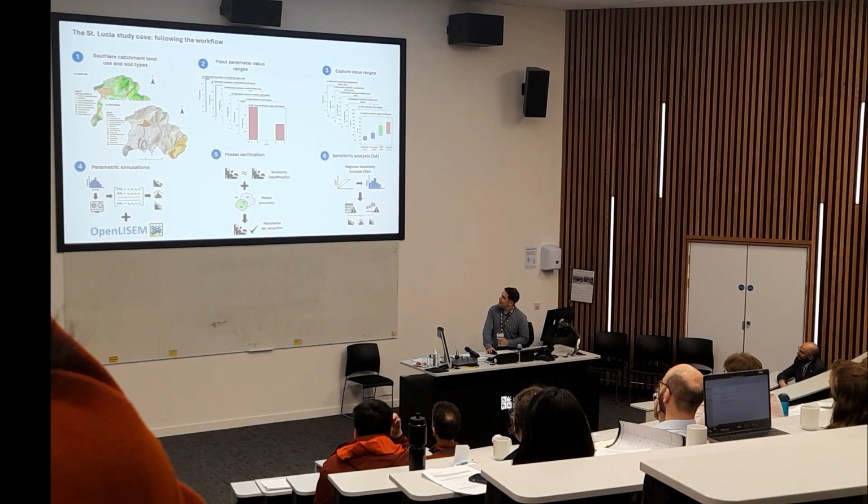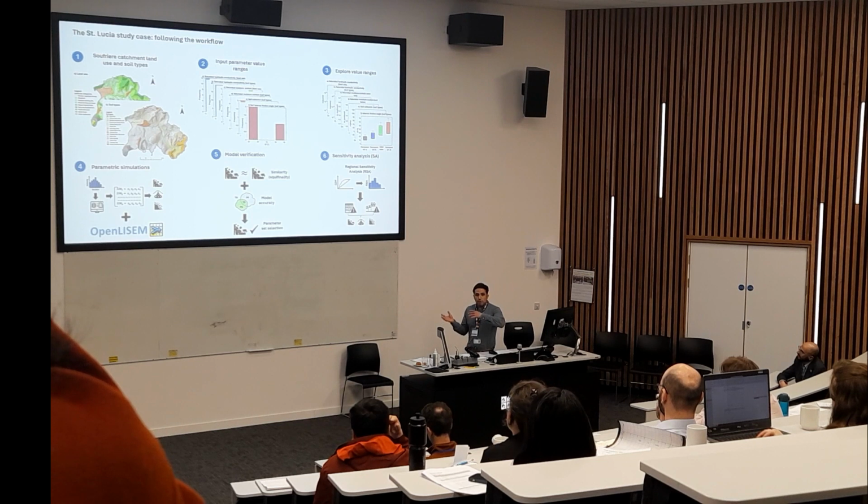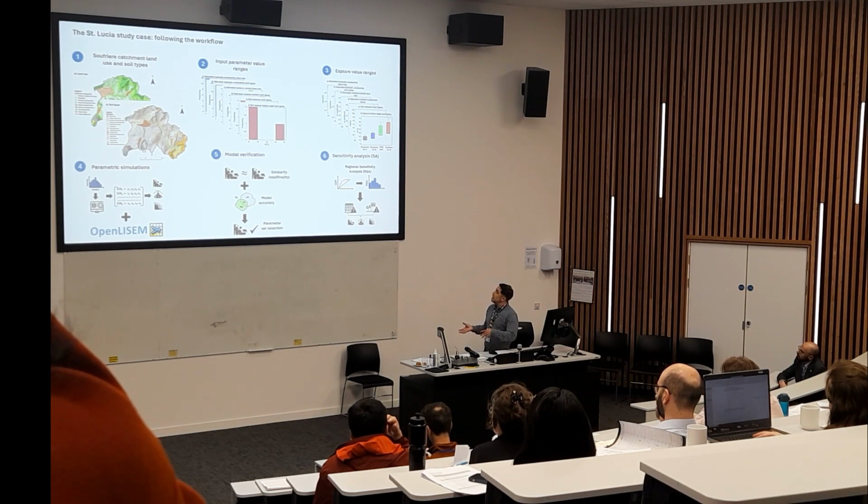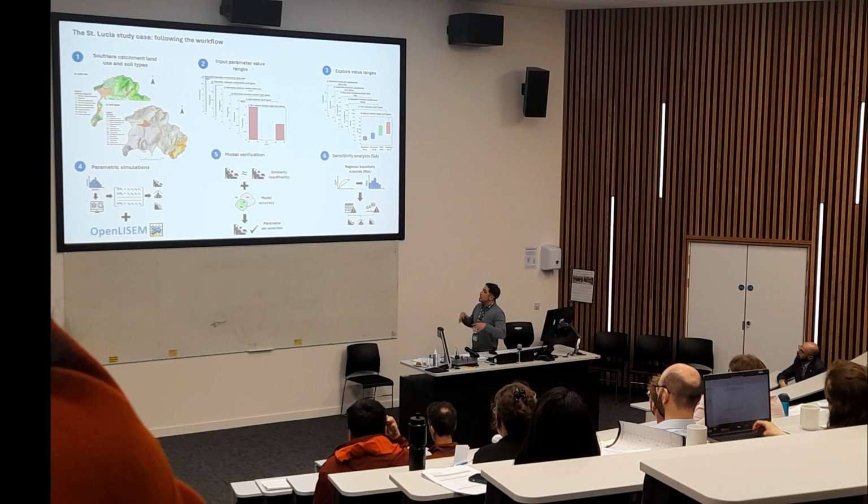Following the workflow, different parameter set values were selected according to land use and soil type categories. The input parameter values were identified, basically the range and the distribution of those parameters. We explored different parameter set combinations by increasing or decreasing this parameter range. Parametric simulations were performed using global sensitivity analysis. Then model verification was performed by selecting the suitable parameter set that best represents the hazard representation. And then the regional sensitivity analysis was applied to identify which were the most influential parameters.